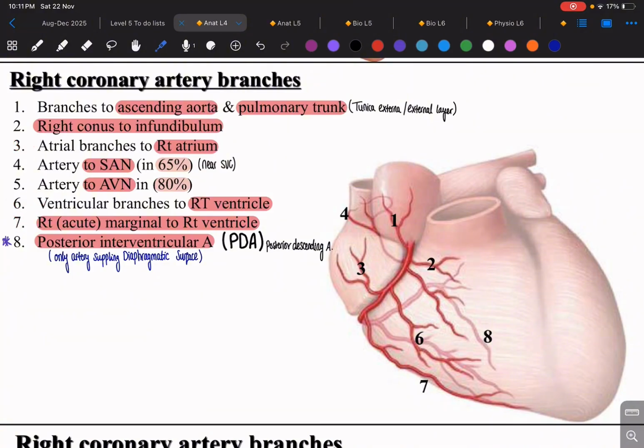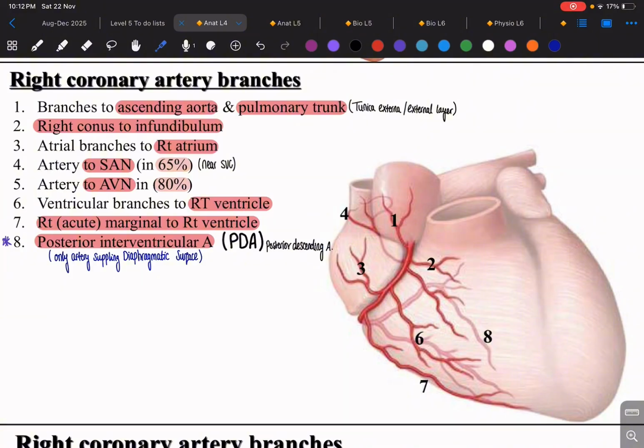So we have 2 more branches left, and the last one we're going to talk about at the end. These 2 branches are together. Why? Because there are branches that go to the SA node and the AV node. As we know, the SA node is here, close to the superior vena cava.